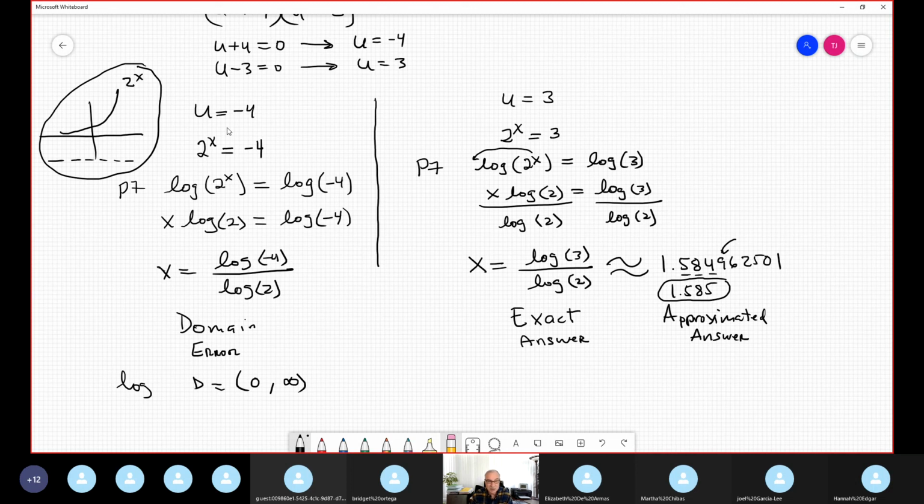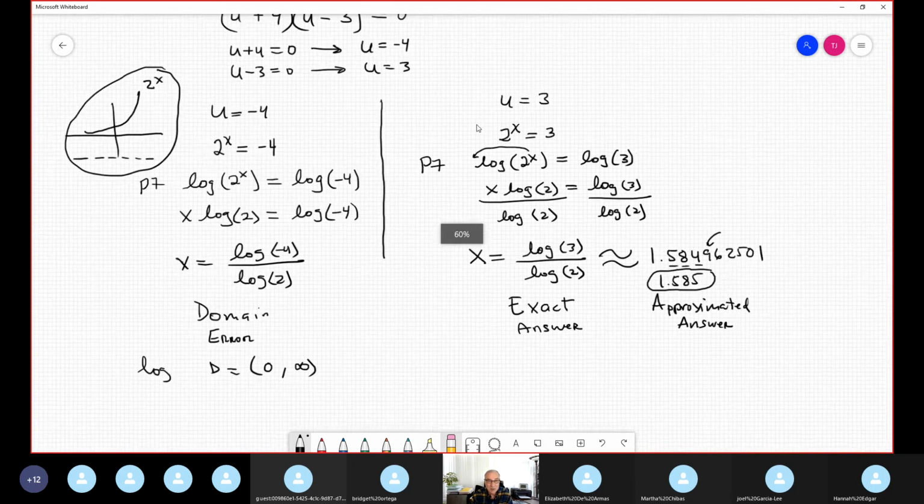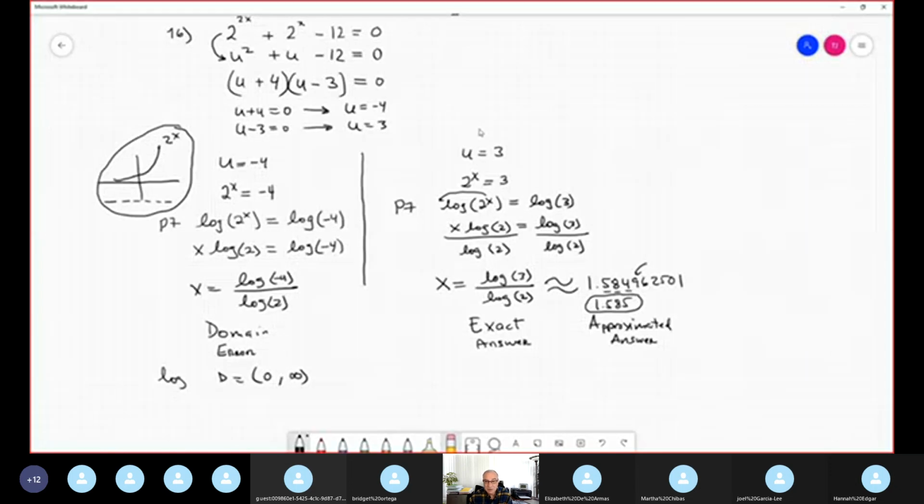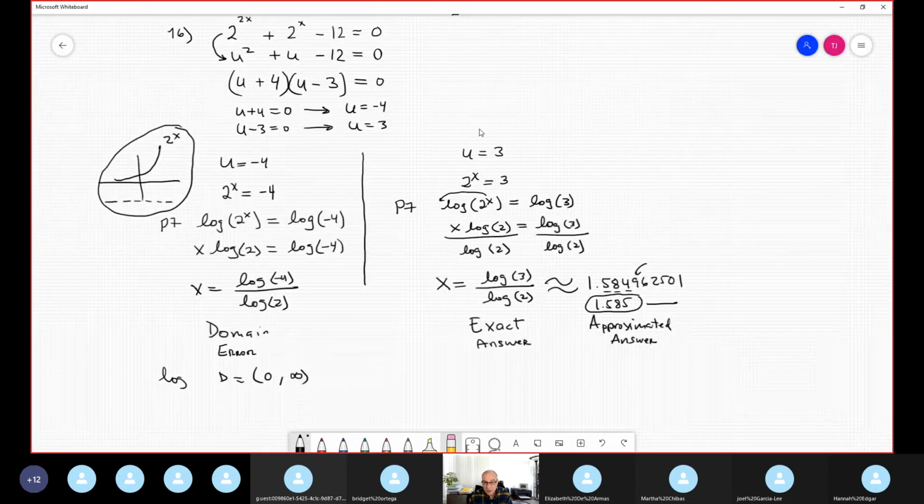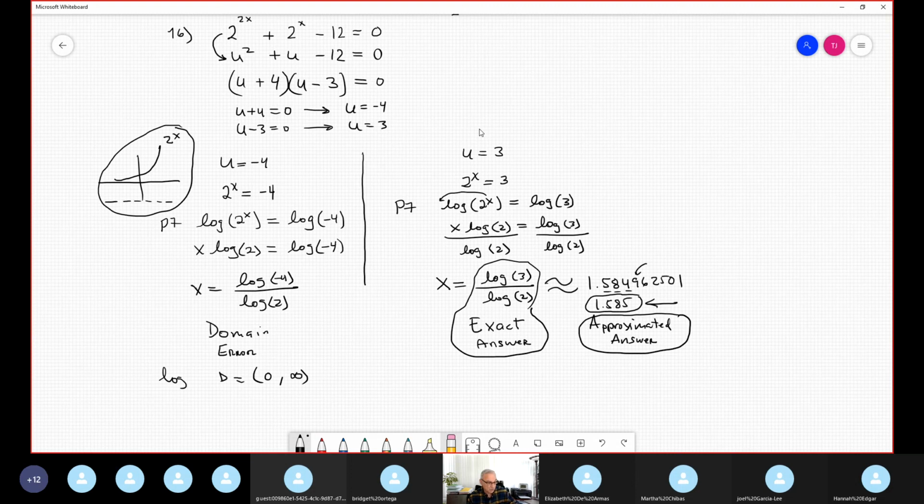So what is the solution for this too long problem? Well, this is the solution. This is the only solution that we have. This is the approximate answer, and this is the exact answer. Depending on the question, you want the exact answer or you want the approximate answer. But we stop here. Well, the time is over.